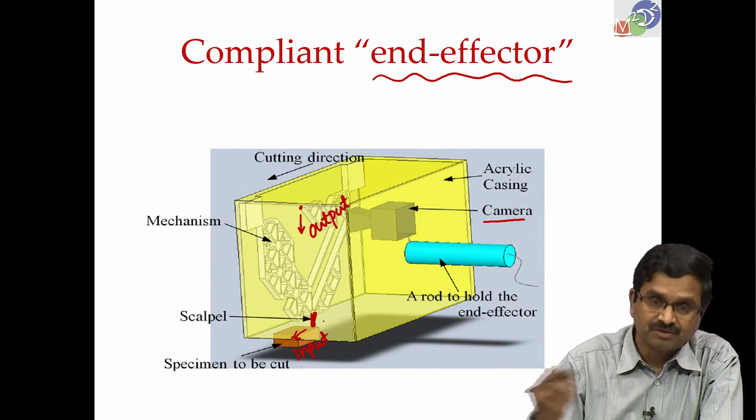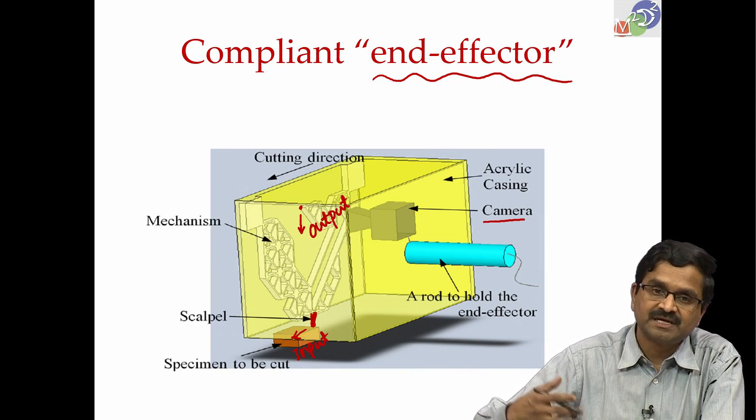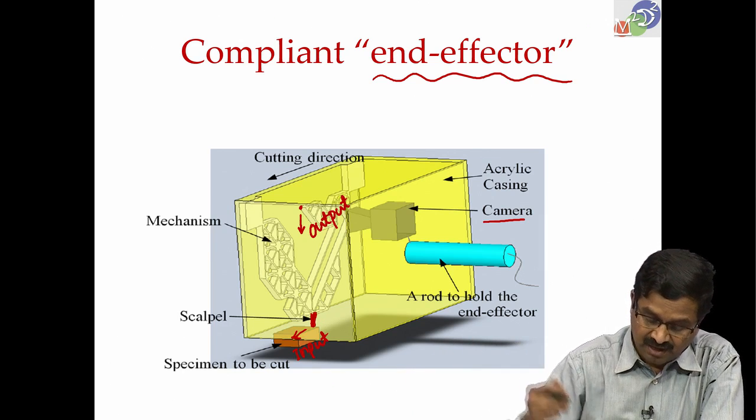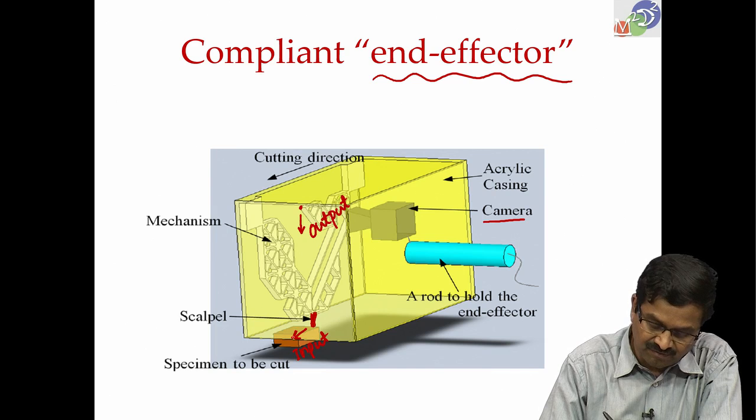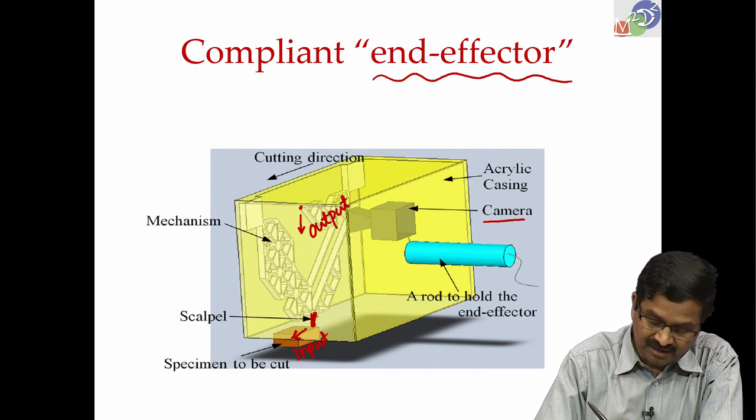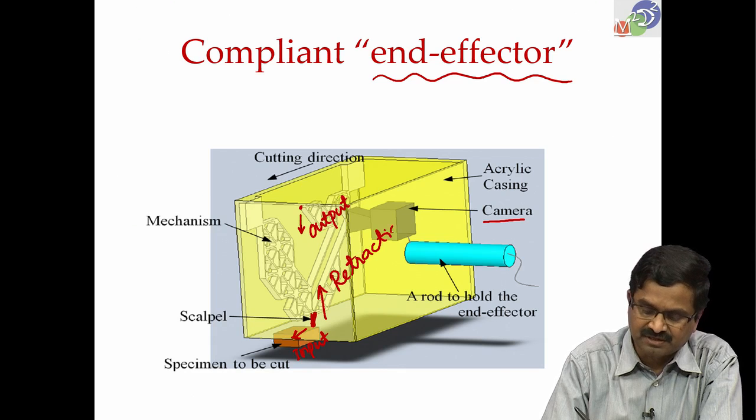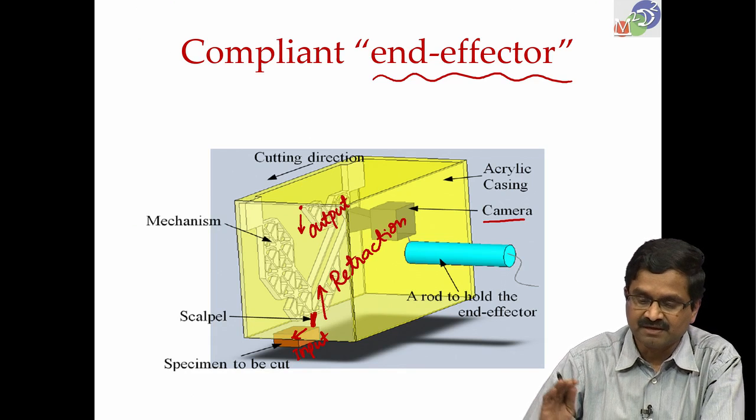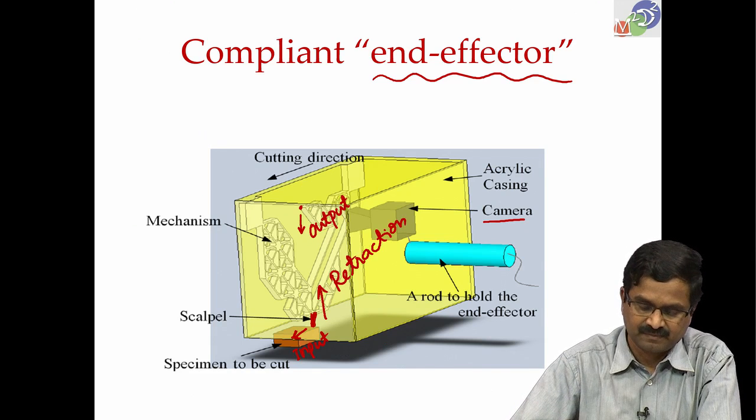Once you know the force, you can do the teleoperation by giving force feedback to the user who is at a remote location. Another thing, this mechanism has the interesting feature that when the cutting force exceeds a certain value here, here is where we have the cutting taking place, then it will automatically retract. The retraction that I talked about happens here. Okay, that is the compliant end effector's novelty here.